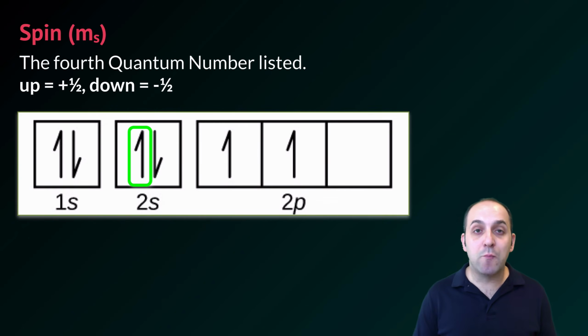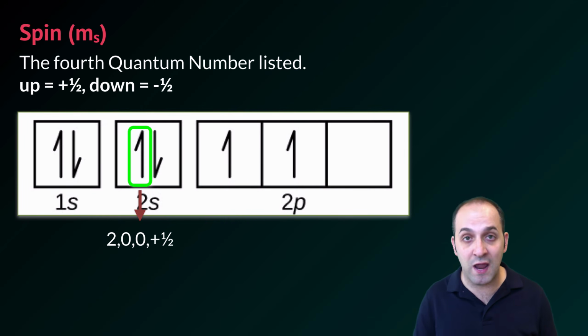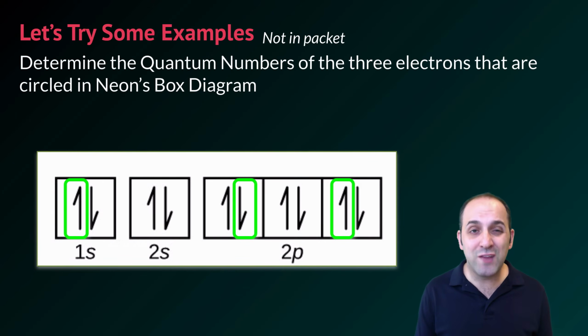And our last quantum number is going to refer to the spin. This is given the code M sub S. It's the fourth number that gets listed. If the electron has an upspin, we give it a quantum number of +1/2. And if it's a downspin, we give it a quantum number of -1/2. For our example electron, which has an upspin, its fourth quantum number is +1/2. If it were pointing down, we'd give it -1/2. These are quantum numbers. Let's try some examples.